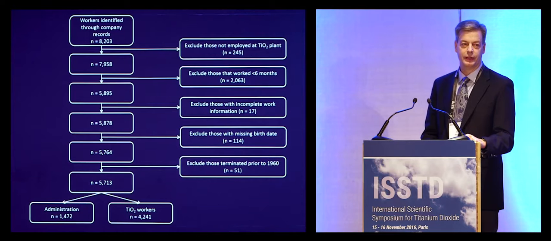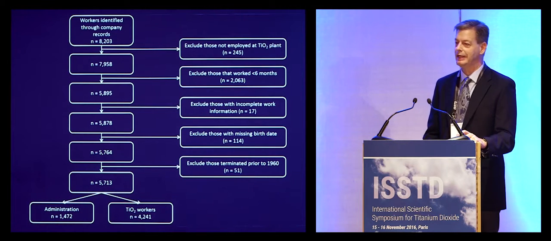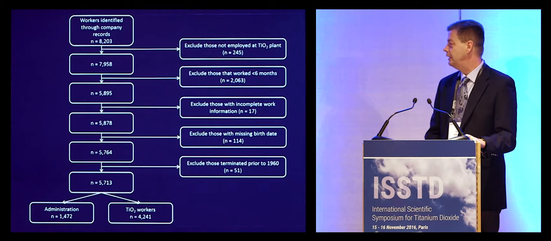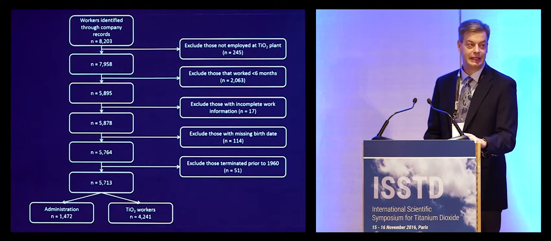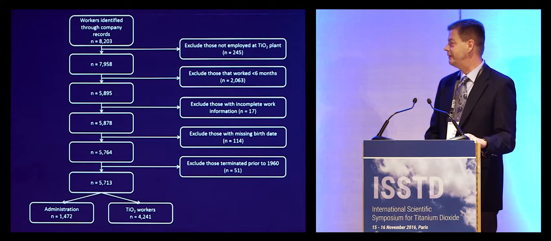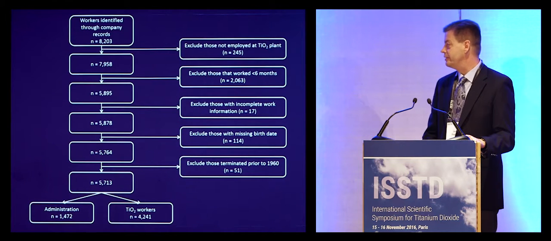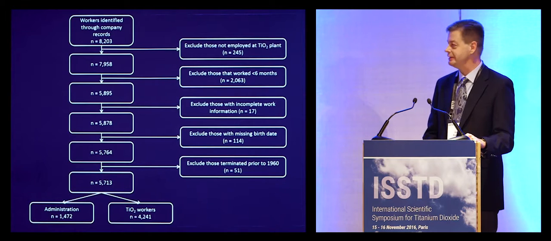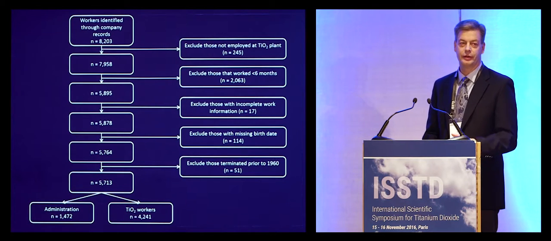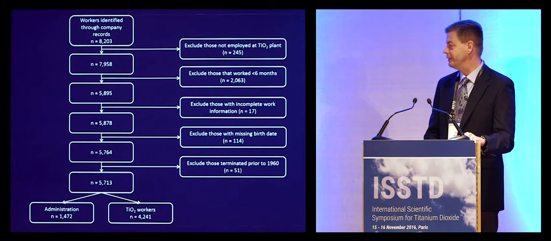If they didn't have complete work history, we excluded them because we couldn't classify them according to their titanium dioxide level of exposure. We excluded those that didn't have a birth date because if they don't have a birth date, we can't follow them up in the national records to see what they died of, if they were alive or dead. We also excluded those who terminated prior to 1960. The national health records in the US start in 1960, so we had to get rid of all those.